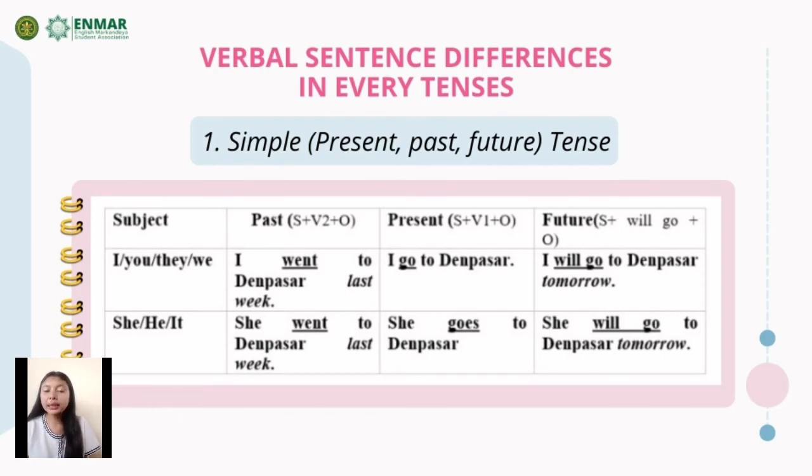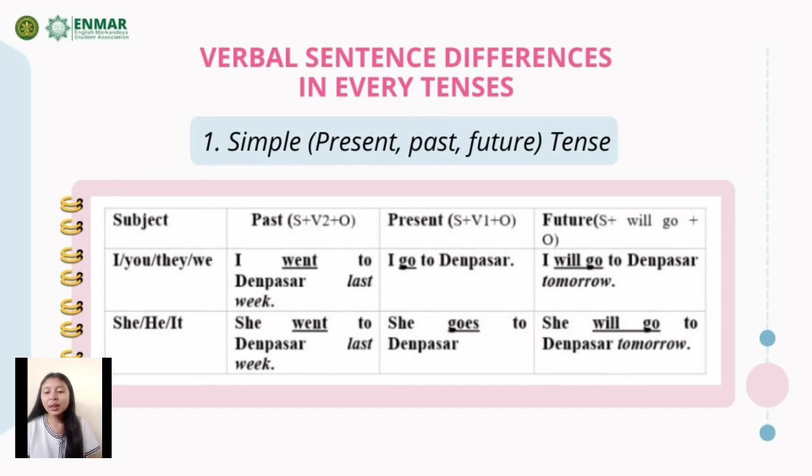And next, present simple tense. Present simple tense is a tense that is used to express an action or activity that happens in the present or now. General formula: subject plus verb 1 plus object. For example, I go to Denpasar. Or when we use third person, she goes to Denpasar. I is a subject, go or goes is a verb 1, and Denpasar is the object.